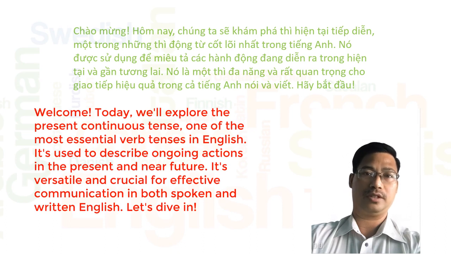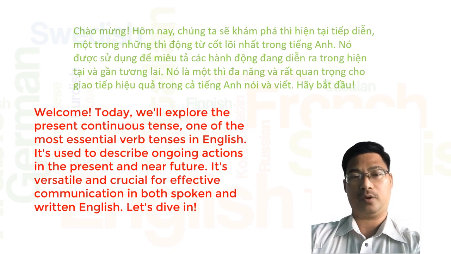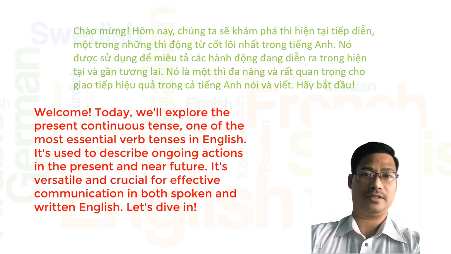The present continuous tense, also known as the present progressive, is used to describe actions that are happening right now, as well as actions that are ongoing or in progress. It's a versatile tense that helps us communicate not only what's happening in the present moment, but also what's happening in the near future or what's currently in progress.